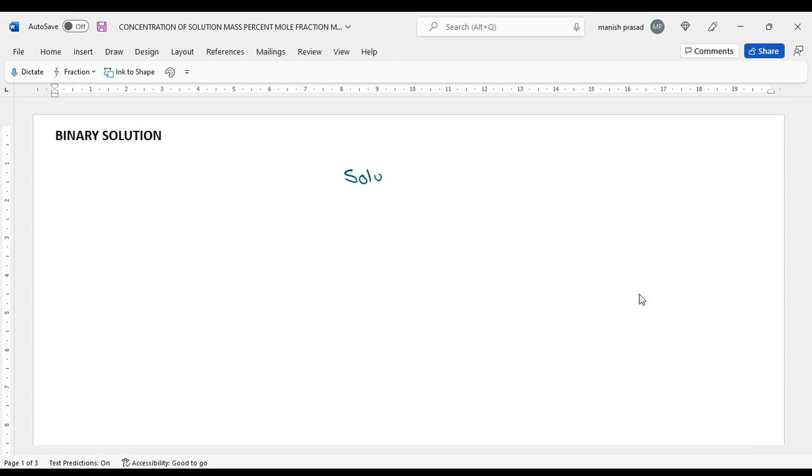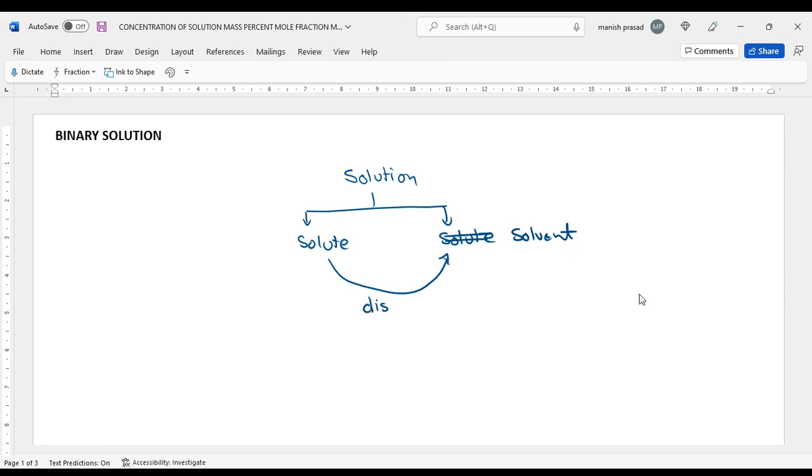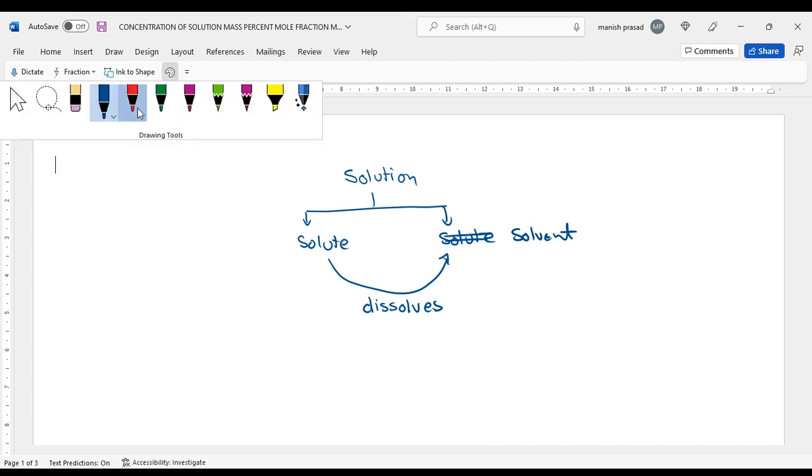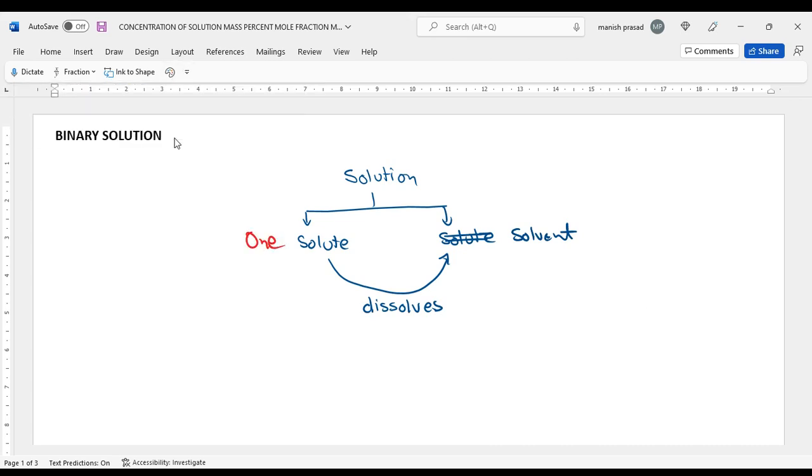The first thing, a solution is made of solute and solvent. What is a solute? A solute is something that dissolves in a solvent. Okay. So a solute is something that dissolves in a solvent. When there is only one solute added to a solvent, then it is known as a binary solution.